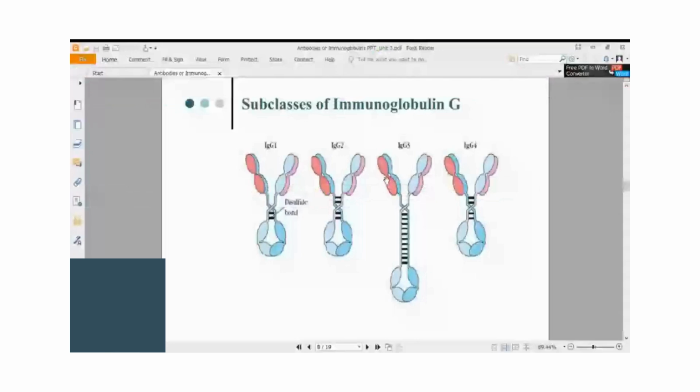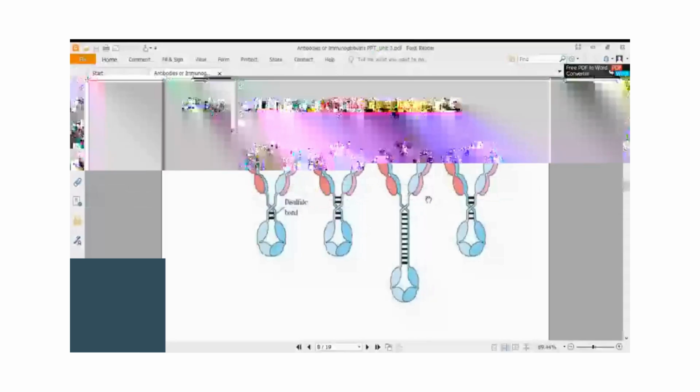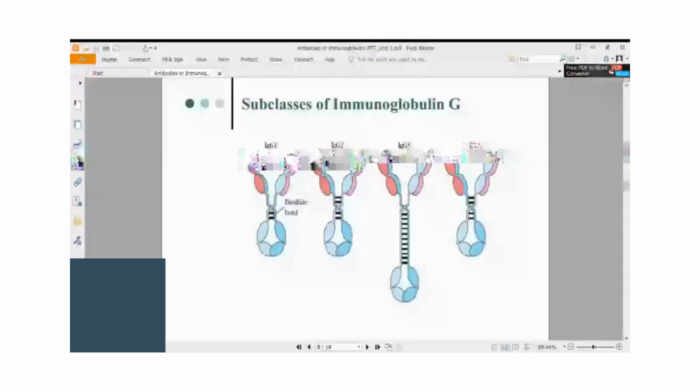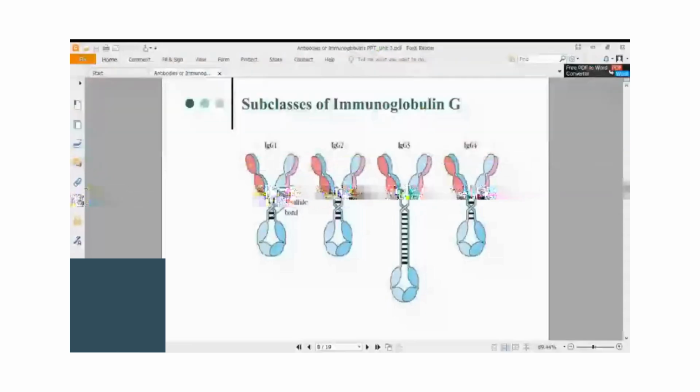Okay. Now these different forms of IgG are classified based on their difference in amino acid sequence in the constant region and plus the number of disulfide bonds in the hinge region. The typical antibody, I had said that it has two disulfide bonds in the hinge region, and IgG1 has two disulfide bonds in the hinge region, whereas G2 and G4 has four disulfide bonds in the hinge region.